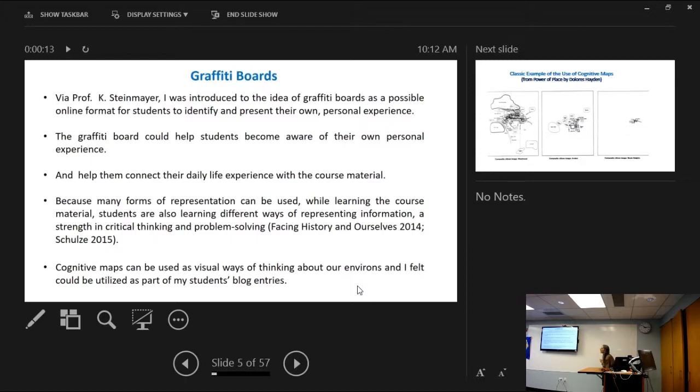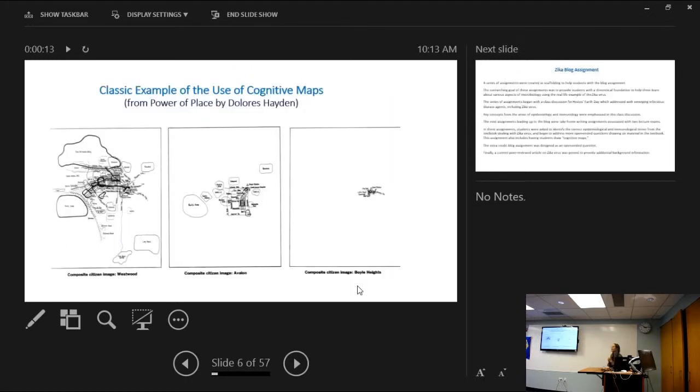So she also introduced me to cognitive maps, which also get into this idea of tapping into the brain in a little bit different way. And I've got some examples of cognitive maps, including the classic example, which is this one from Dolores Hayden, where I think this was from the 1950s, where she asked people in California to draw maps of how far they travel in their daily lives from where they exist.